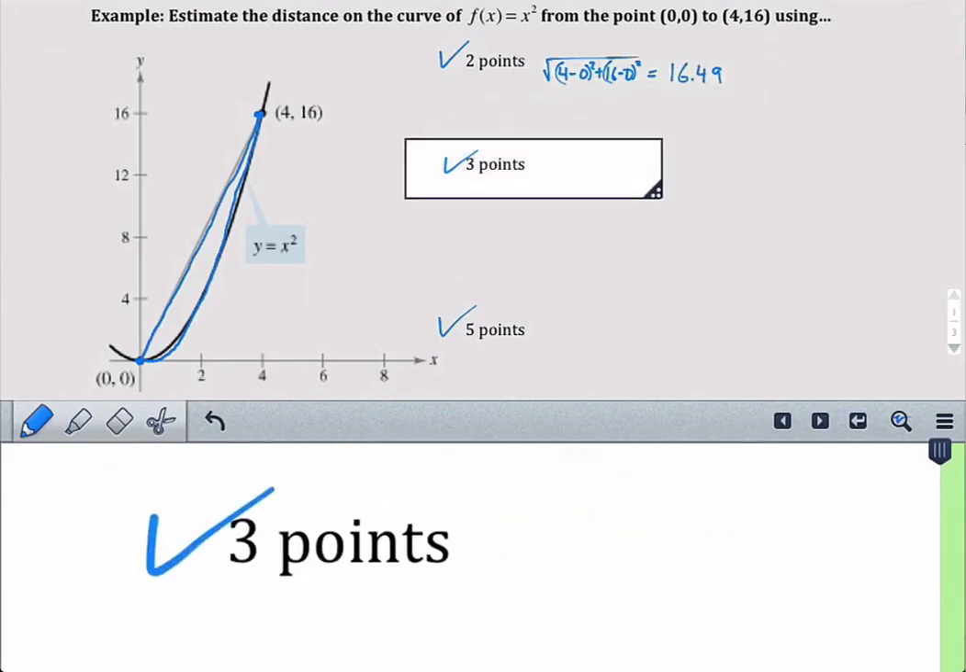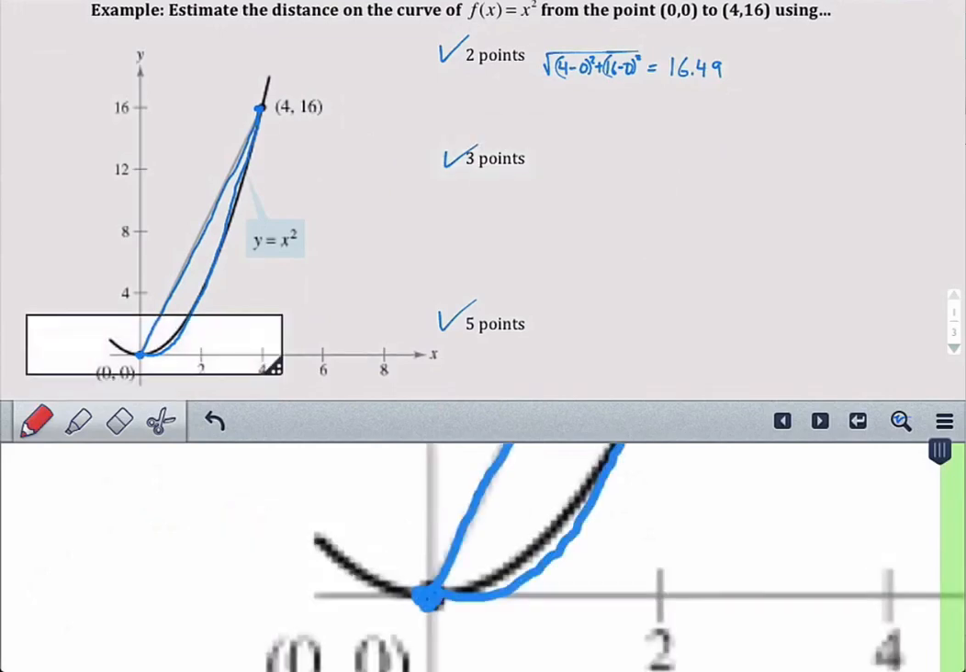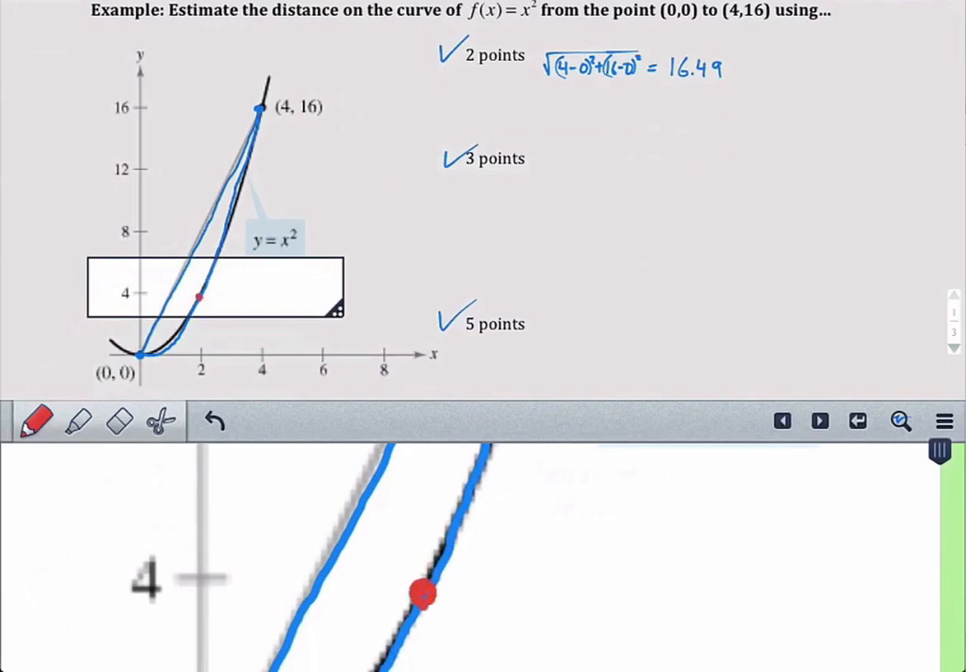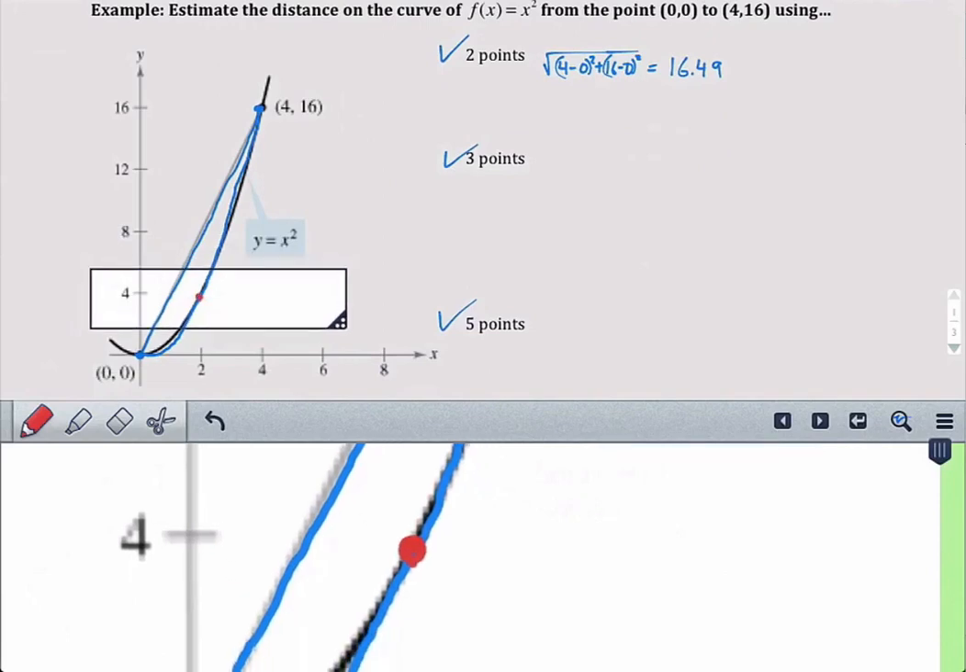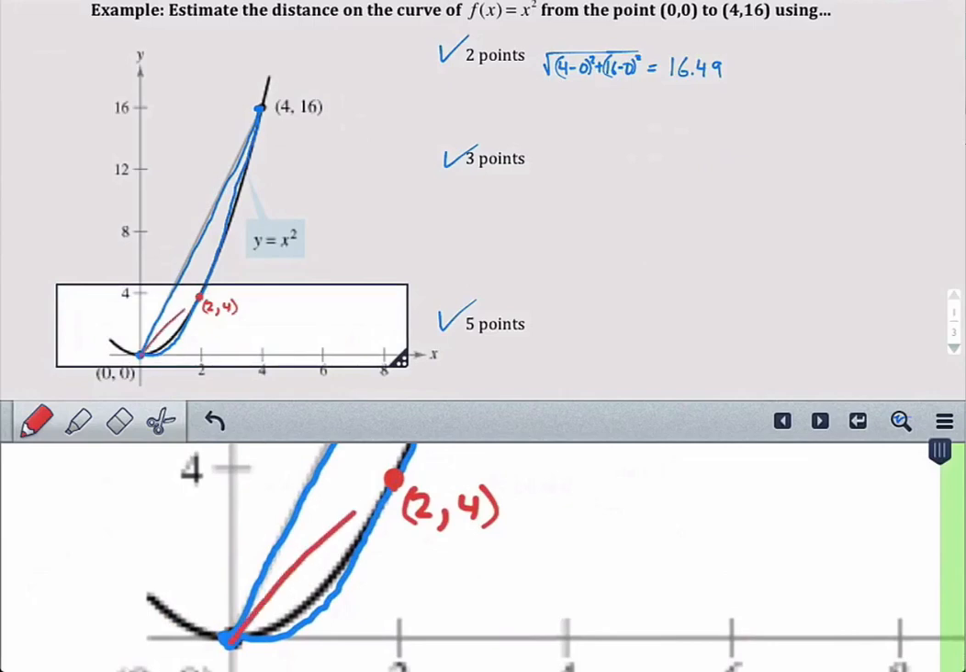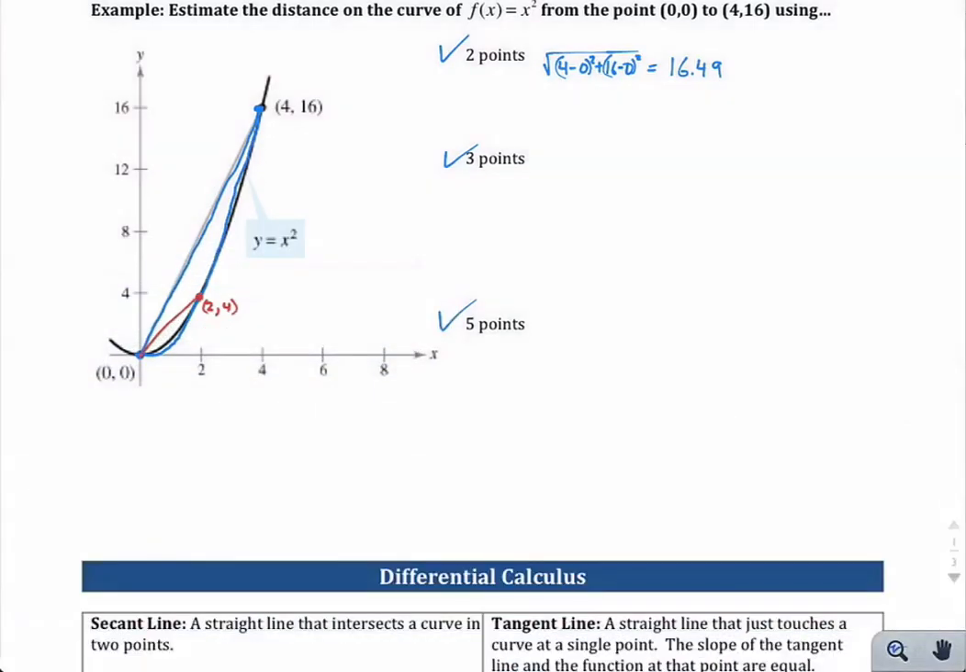Let's go ahead and try this now with 3 points. So what we're going to do is add a third point somewhere here in the middle. So in between x equals 0 and x equals 4, we'll add the point x equals 2. And we know this is x squared, so this is going to give me the point (2, 4) here. So now we can split this up into 2 line segments, from here and then from here to here. And you can see already that this red line is more closely approximating our curve. So let's go ahead and find these 2 lengths now.